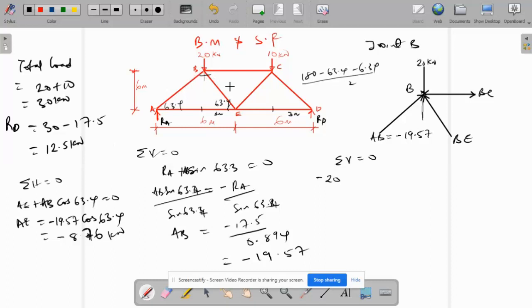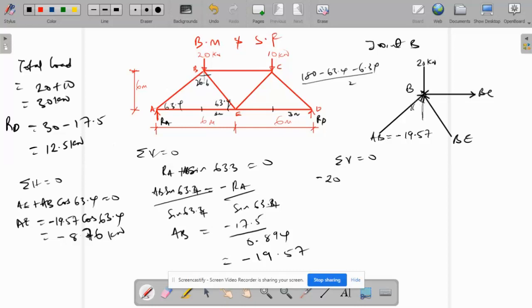So here we have 180 minus 63.4 minus 63.4. We have 53.2, which we divide by 2. So I have 26.6. So at this point, what we'll have here or here, we'll have 26.6.